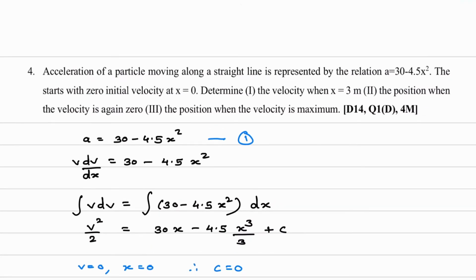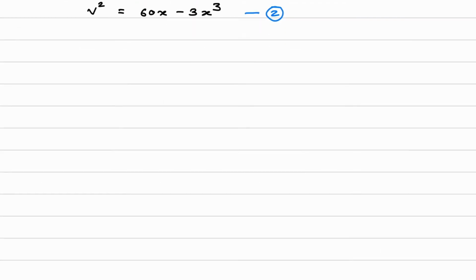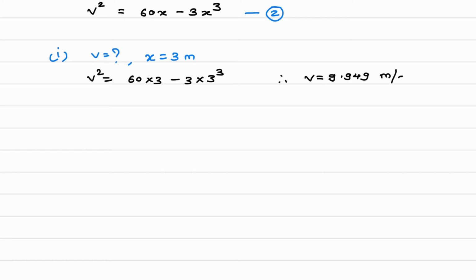Now what is the first question which is asked? The velocity when x is 3 meters. So you have to calculate v. First question is calculation of v when x is 3 meter. We'll just have to substitute the values in equation 2. So v² is equal to 60x, so 60 into 3 minus 3 into 3³. From here we will get velocity is equal to 9.949 meter per second. So this is the first answer.